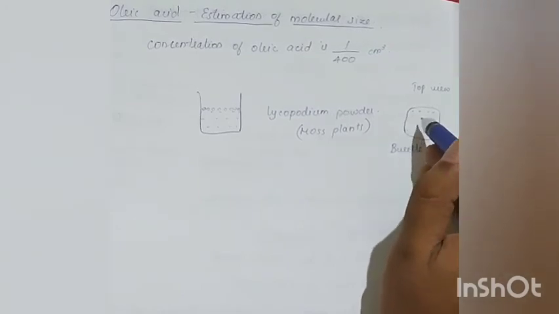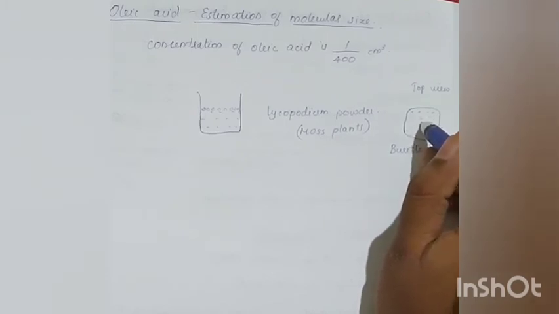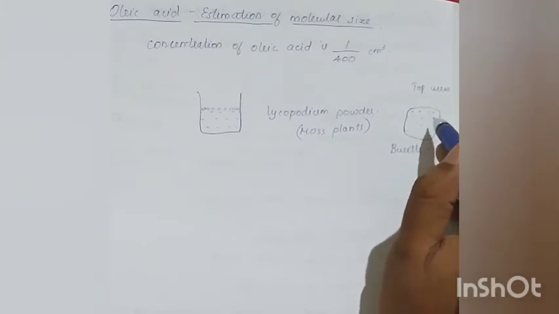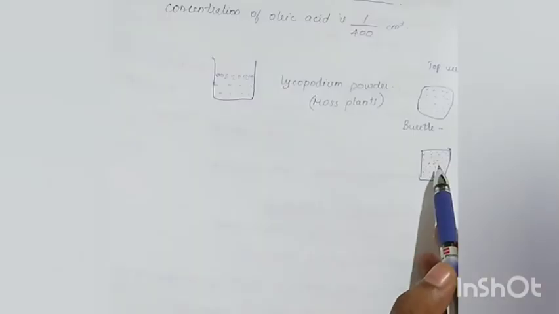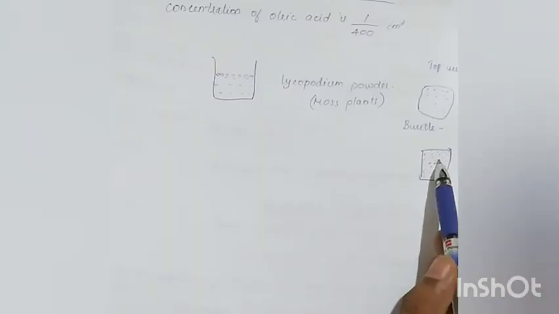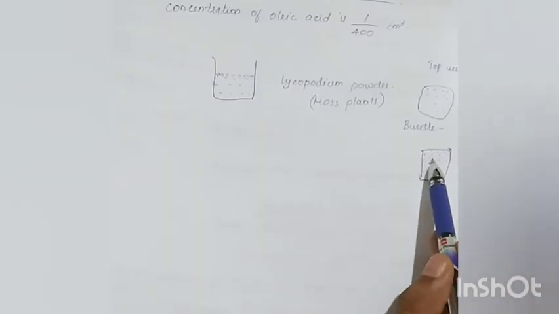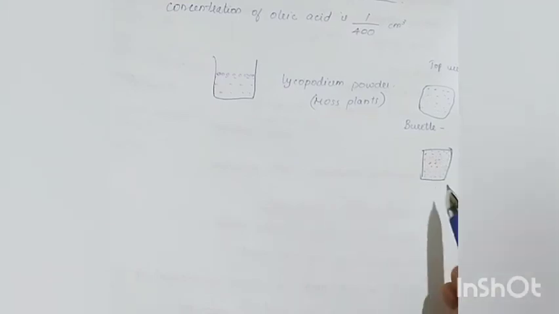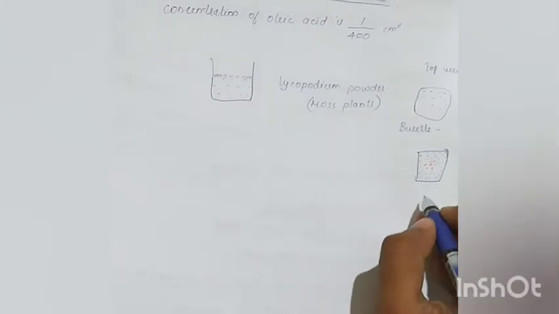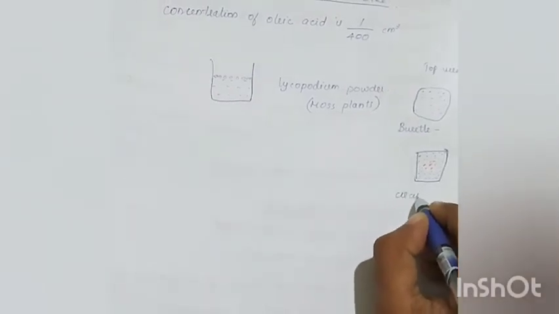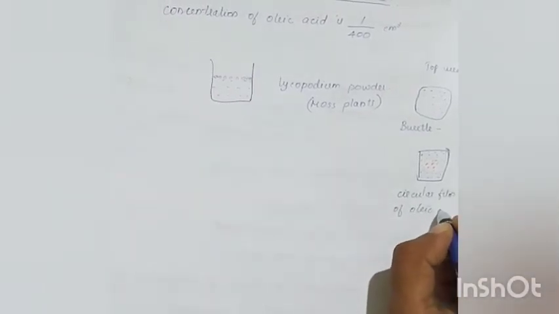So it will fall to the center of this water, and it will push away the lycopodium powder and spread into a rough circular structure. So after pouring the oleic acid, a rough circular structure of oleic acid can be seen, around which the lycopodium powder is pushed. Thus, a circular film of oleic acid is obtained.